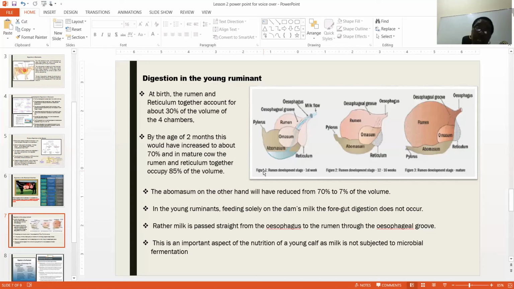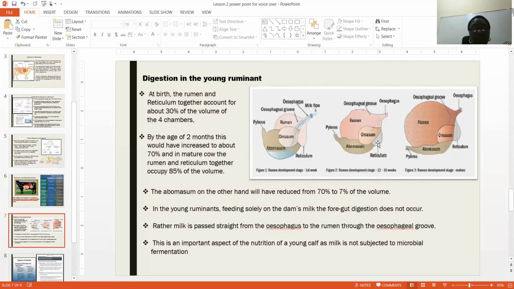But as we have said earlier, at birth, the abomasum, which is the same as the true stomach of the non-ruminant, is actually the largest part. So this diagram gives you the development of the rumen from birth to adulthood of the ruminant animal. The abomasum, on the other hand, will have reduced from 70 to 7% of the volume of the stomach.